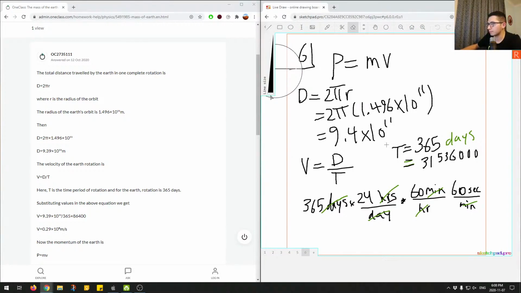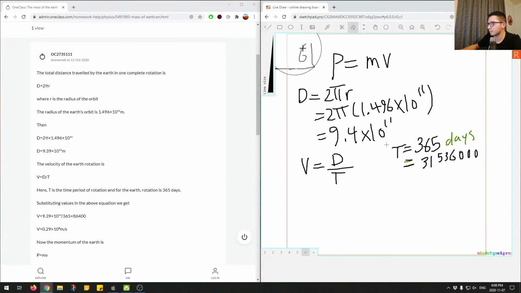Okay, so knowing this, we have the time, so this is in seconds. We have the distance, which is what we calculated up here, 9.4 times 10 to the 11, this is in meters. So we just plug this in and do 9.4 times 10 to the 11 divided by this number. So let's do that. 9.4 times 10 to the 11 divided by 31,536,000. We end up with 29,807. This is meters per second.